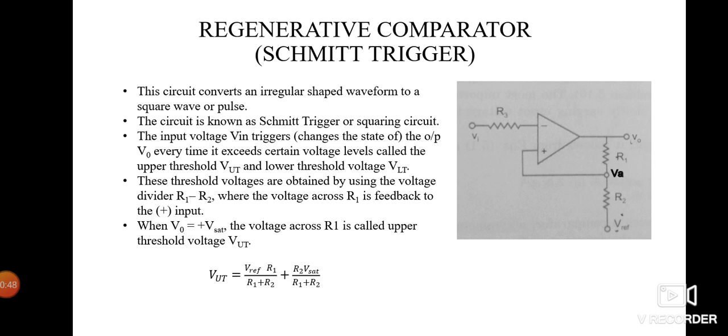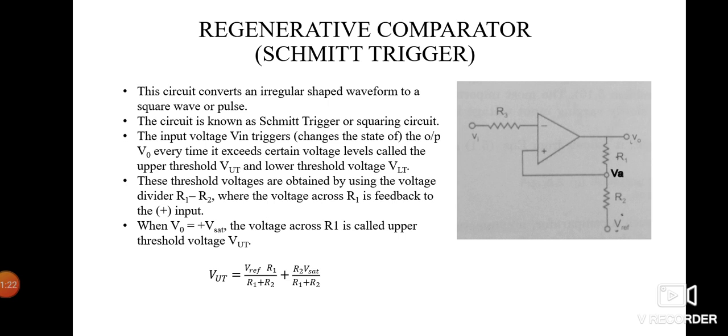In this Schmitt trigger, the input voltage is applied to the negative input terminal, and the feedback voltage is applied to the positive input terminal. Here the input voltage Vi triggers the output V0 every time it exceeds certain voltage levels.